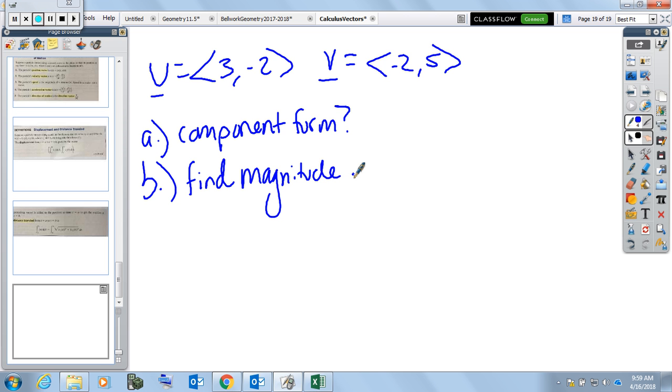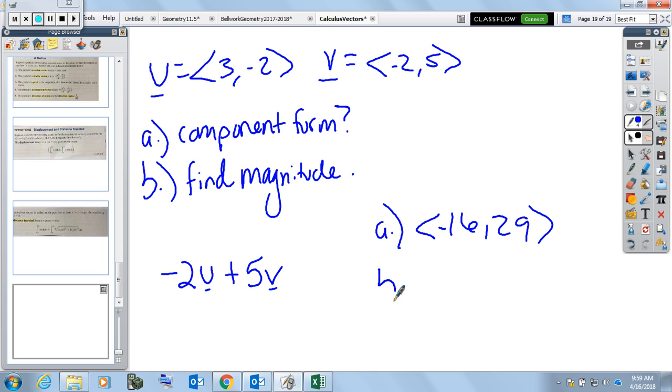So your first example is here. Give this one a shot. Let's say you are looking at -2u plus 5v. I want to find the component form and find the magnitude. Hopefully for part A, you come up with -16, 29. And for part B, you get the square root of 1097. All right, folks, and we're on to the next one.